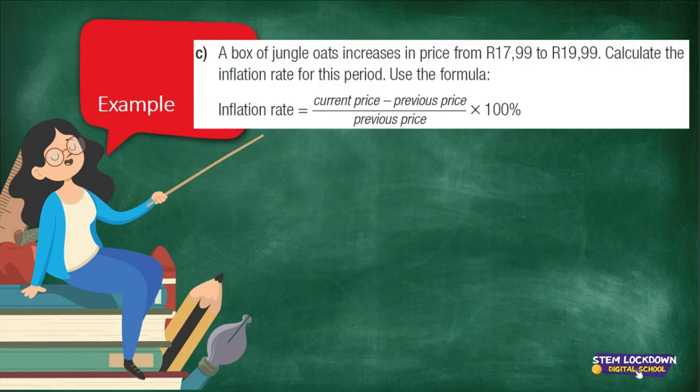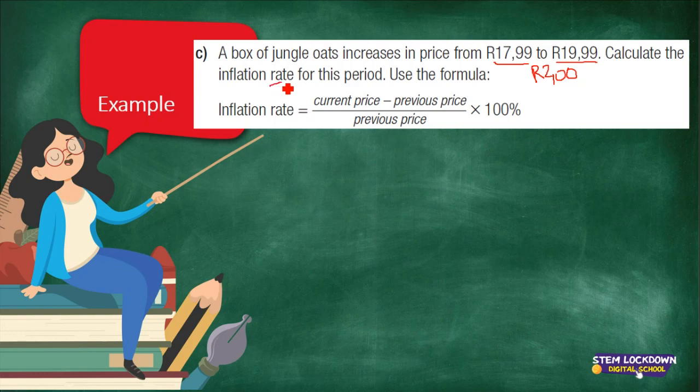Okay, the next one. Now, this one deals with percentages. It says a box of jungle oats increases in price, so we look at percentage increase, from 17 rands 99 to 19 rands 99, right? So obviously there's an increase of about 2 rands. 19 rand 99 minus 17 rand 99 is about 2 rand increase, right? Okay, calculate the inflation rate.